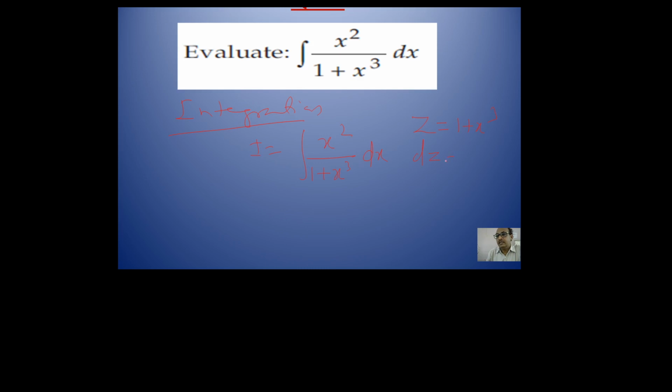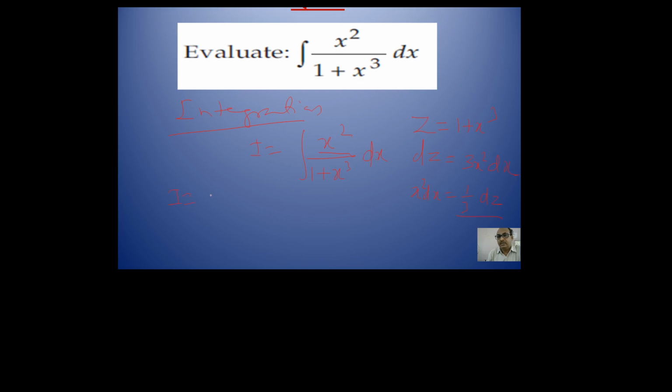So dz is equal to, differentiation of 1 will not be there. Okay, it will become 0. Differentiation of constant will become 0 and it will become 3x square dx. Okay, so it means x square dx is equal to 1 by 3 dz. So here you can see x square dx is there. So in place of this x square dx we can place 1 by 3 dz.